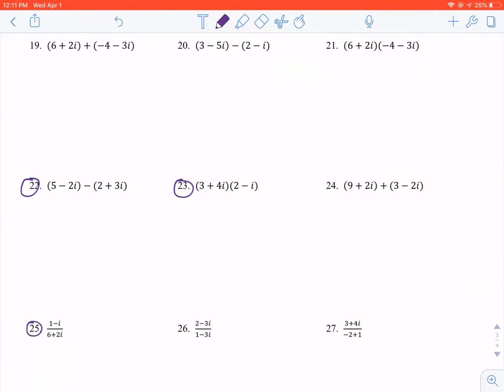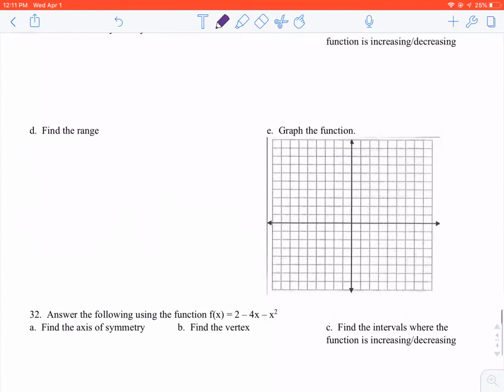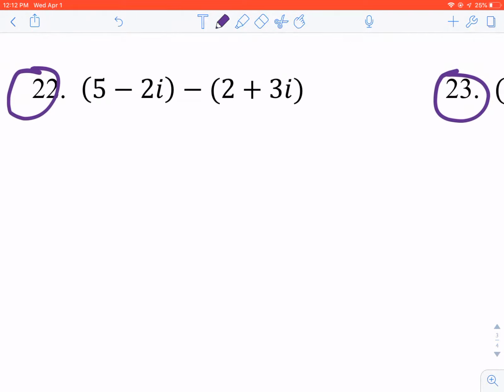I don't know if we need to do any imaginary number stuff. I'm gonna jump down here to the bottom. No, I'll go ahead and do these. So be careful here. You're subtracting, so make sure you subtract both of them. So sometimes I change the signs so that I don't forget. So 5 minus 2 is 3. Negative 2 minus 3i is negative 5i.